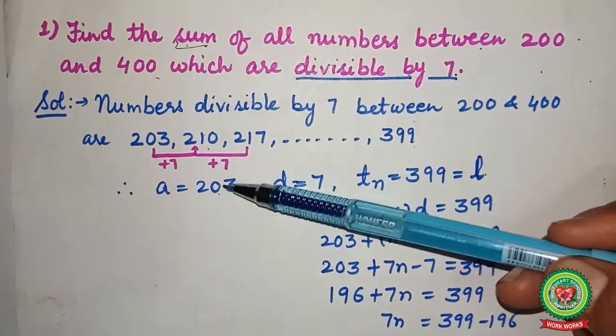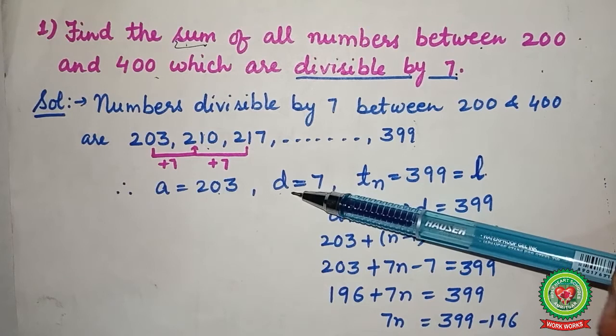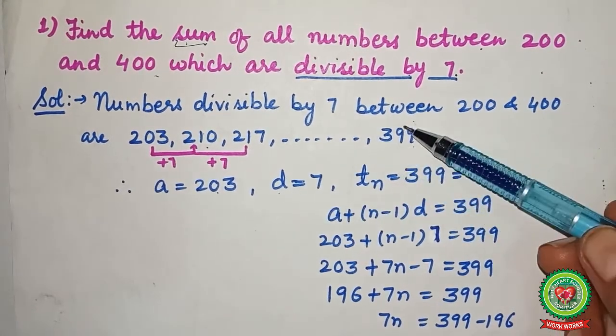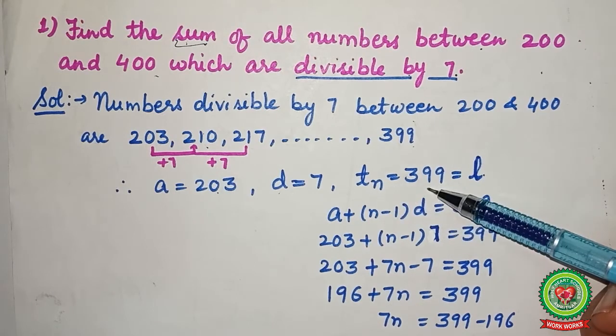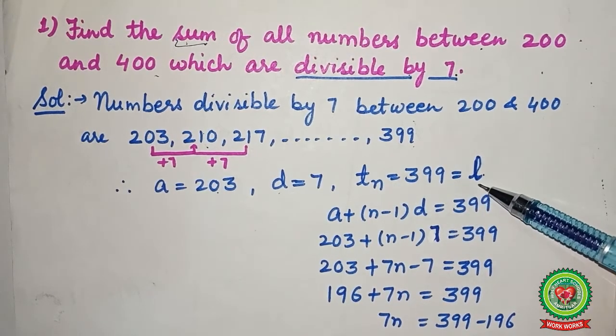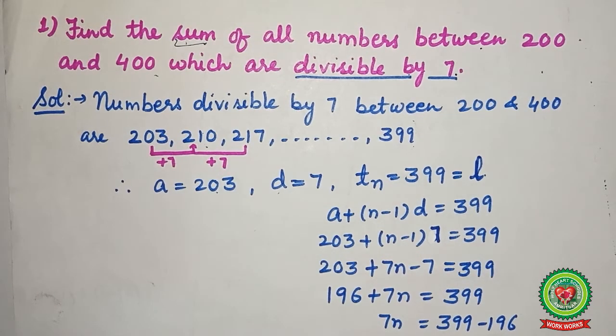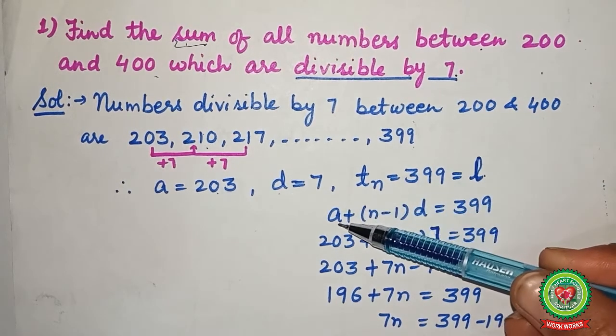So A is 203. Common difference is 7. And here the last term is given. So Tn is equal to 399, which is equal to L. Now for finding the sum we want N. It is not given. So firstly we will find N. Here Tn is given, so apply the formula.